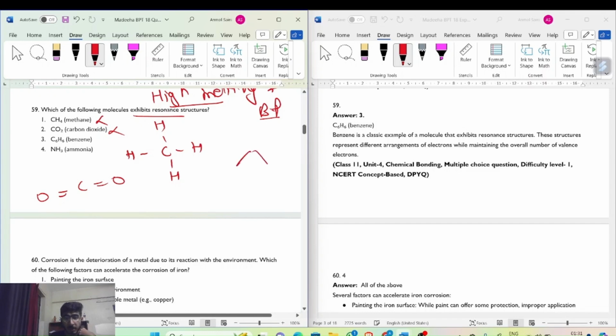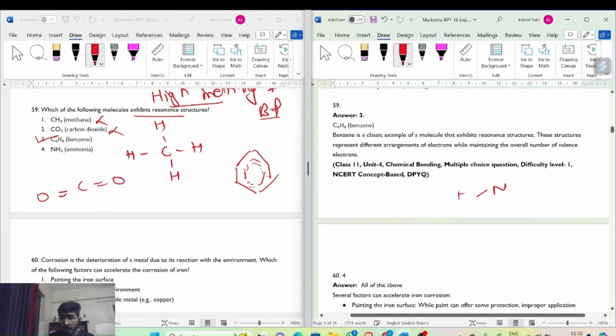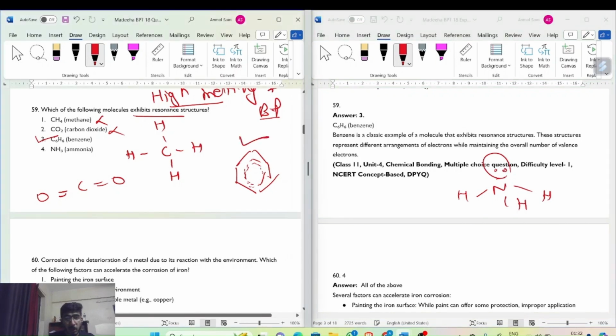Now option number C. Here is the diagram of benzene, and we know that there is a resonance structure in benzene. So there is delocalization of electrons, and benzene exhibits resonance, so it will have the resonance structure. So option number 3 is the correct answer. We can also check for ammonia. Ammonia has this diagram, and there is one lone pair as well. But benzene has delocalized electrons, so it will show the resonance structures.